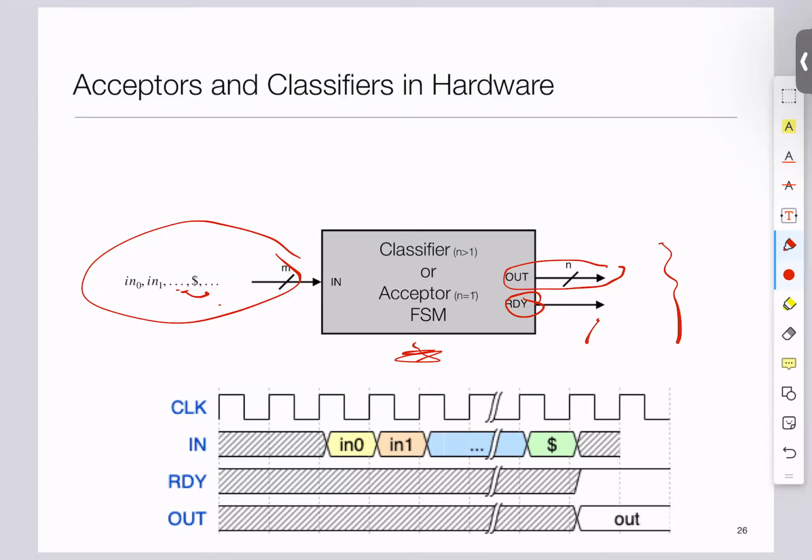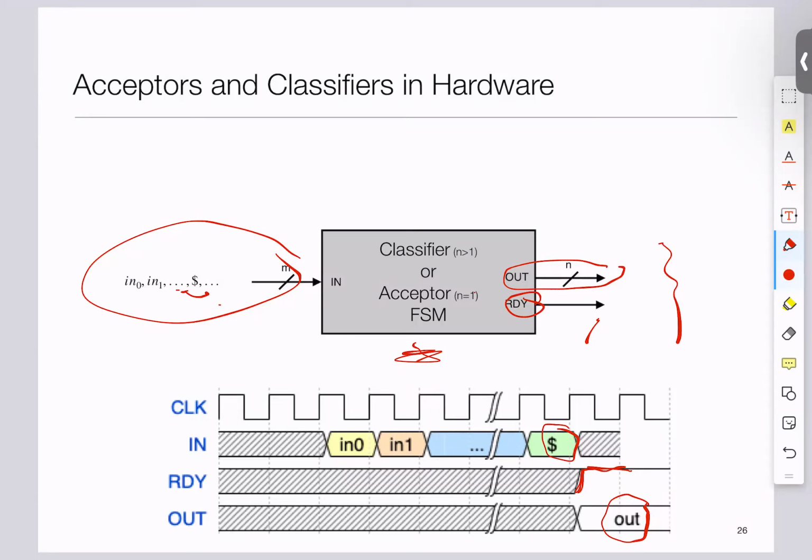external world will look at it only when ready is high. So in my example out here, input keeps coming, at some point $ comes, and then the ready is raised to a high value, and at that point the outside world is going to look at the out. So this kind of procedure, some sort of understanding with the outside world, you can think of it like a handshake protocol, some sort of mechanism by which the state machine and the outside world interact with each other.